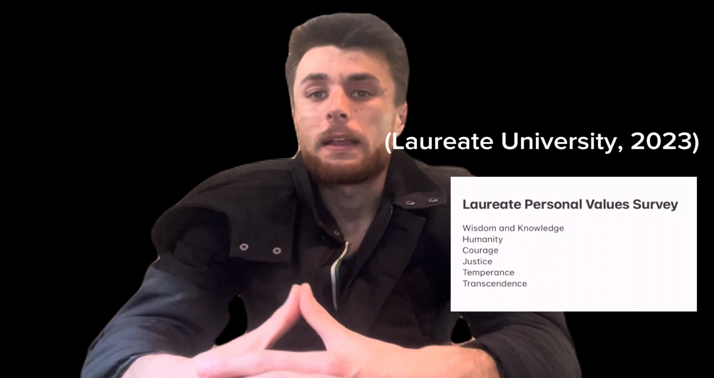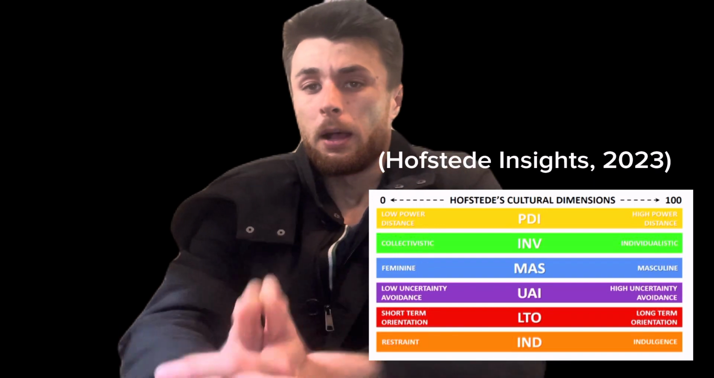So two key models that provided me the most insight about myself were the personal values test by Laureate University and Hofstede's cultural dimensions. First of all, the personal values test. This enabled me to see what my own values are and what my weaknesses are, what needs work with regards to my values. My strengths were wisdom and humanity, and my weaknesses temperance and transcendence. Funnily enough, temperance tied closely to what my GENOS test provided, which is that my self-management needed improvement.